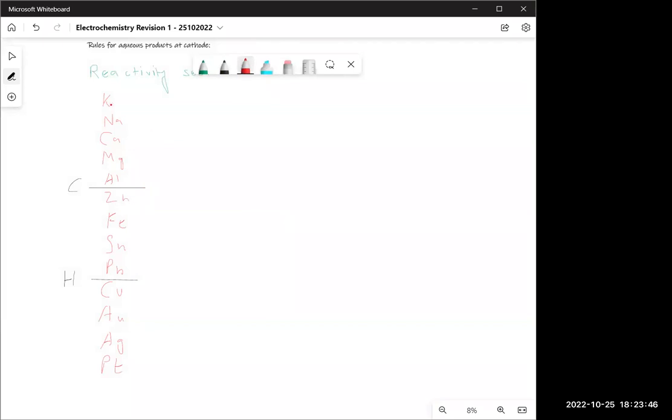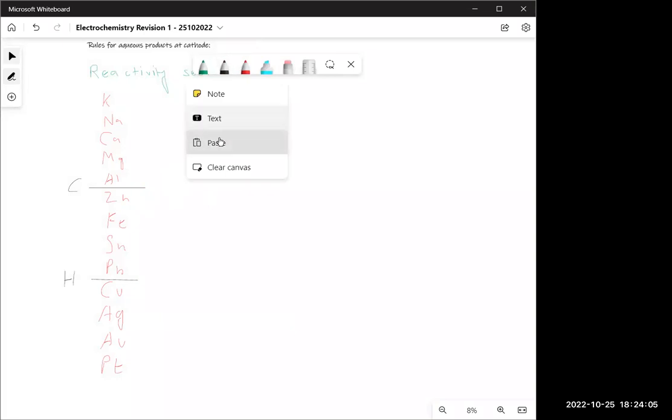I'll read it out once. Potassium, sodium, calcium, magnesium, aluminium, zinc, iron, tin, lead, copper, gold, silver, and platinum. Sn is tin, Au is gold, Ag is silver, and Pt is platinum.